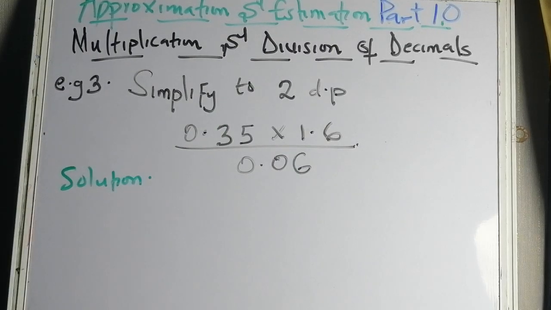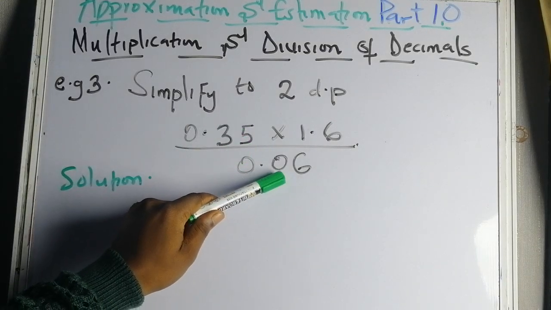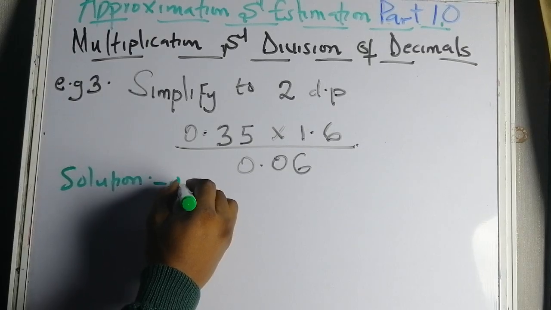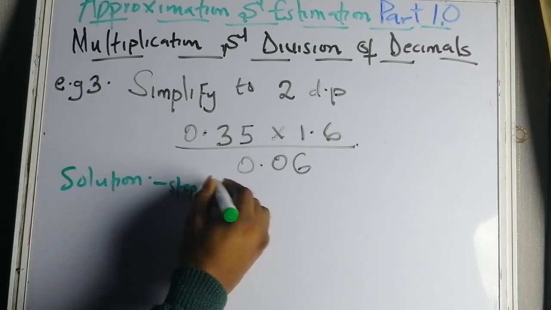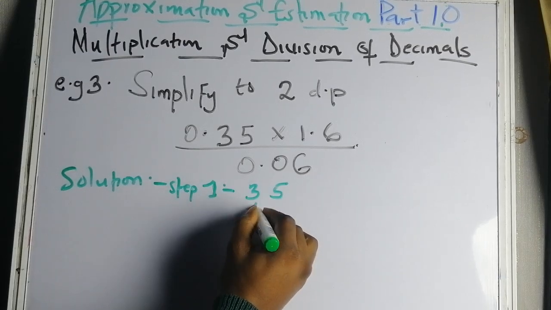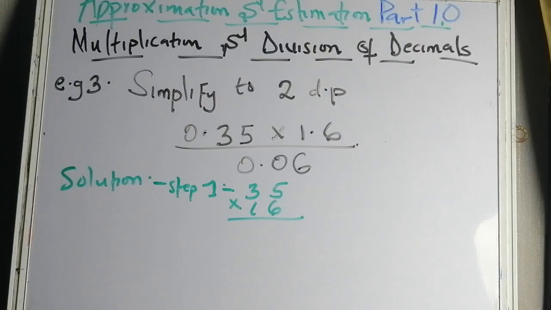So what's the first step in multiplication under part 9? What did I say? Multiply normally first without using a calculator. Multiply normally for the numerator. This is the numerator and this is the denominator. Step one is multiply normally. So that's 35 times 16.